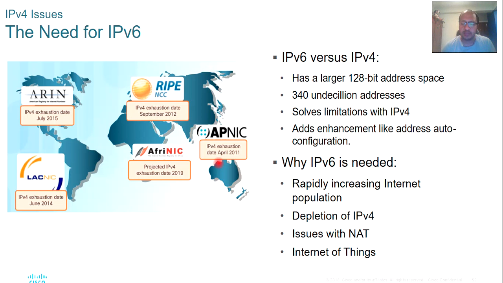The address space of IP version 6 is 2 to the power 128, which is 340 undecillion, in comparison to the address space provided by IP version 4, which is 2 to the power 32, which is 4.3 billion. So IP version 6 addresses provide very large address space.